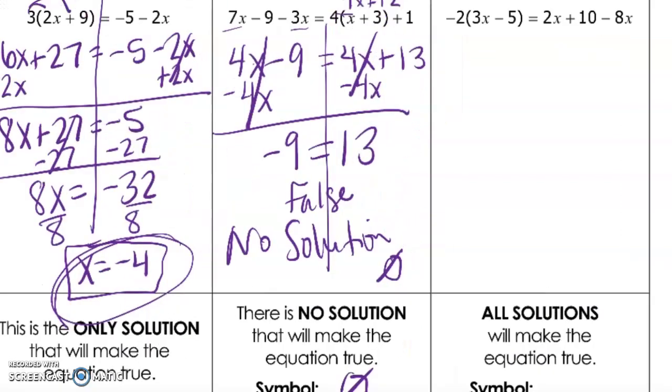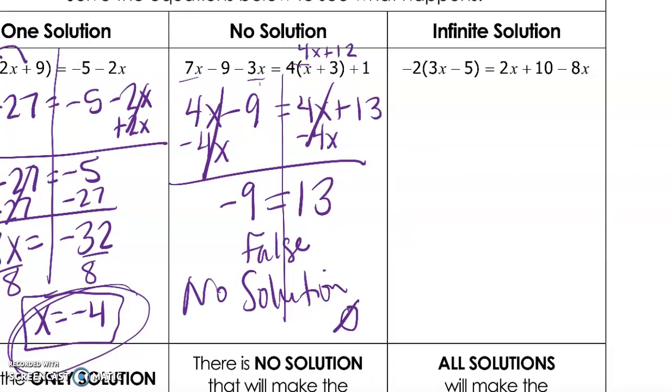Okay, so let's talk about why this makes sense. On the left-hand side, it says you're going to take a number times 4, then subtract 9. The right-hand side says you're going to take that same number and multiply it by 4, but now you're going to add 13. There's no way that can happen.